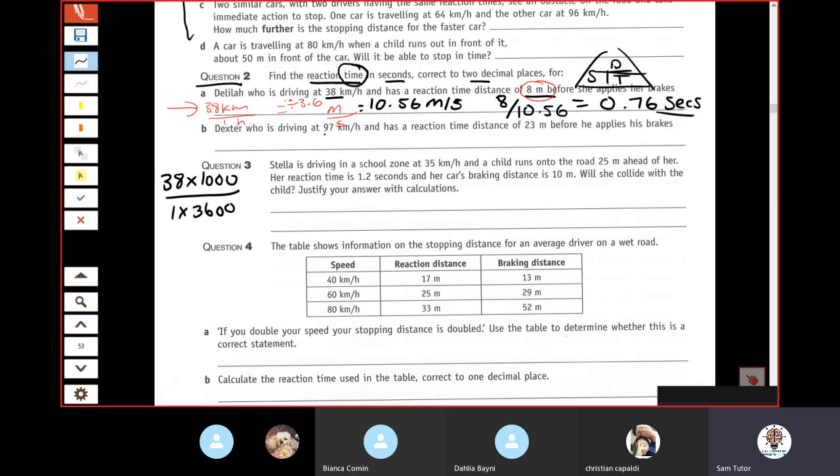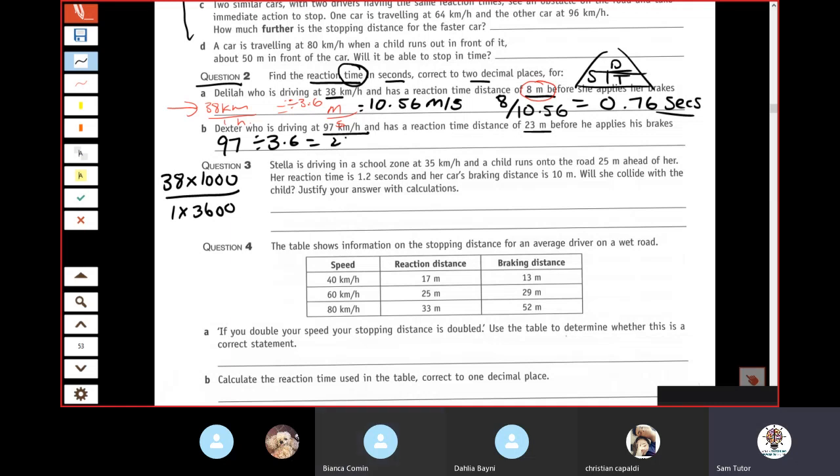Okay, let's do this next one. Dexter, who is driving at 97 kilometers per hour, has a reaction distance of 23 meters before he applies his brakes. What is his reaction time? So, same thing. We're going to do 97. We can use my trick now. Divide by 3.6.